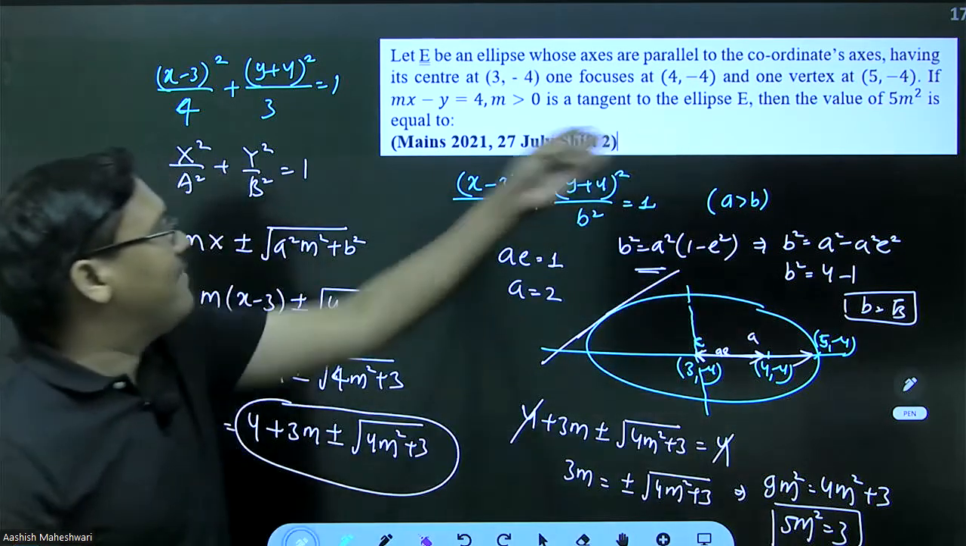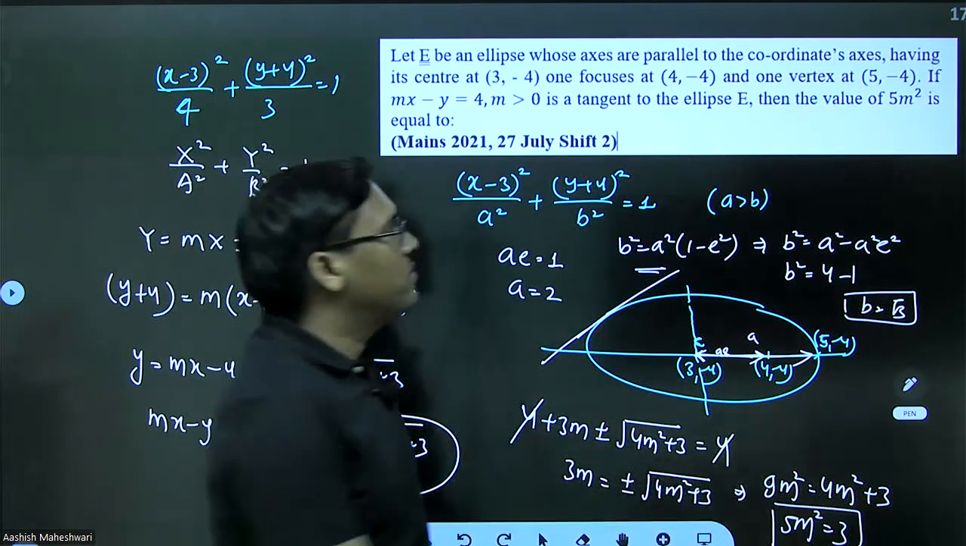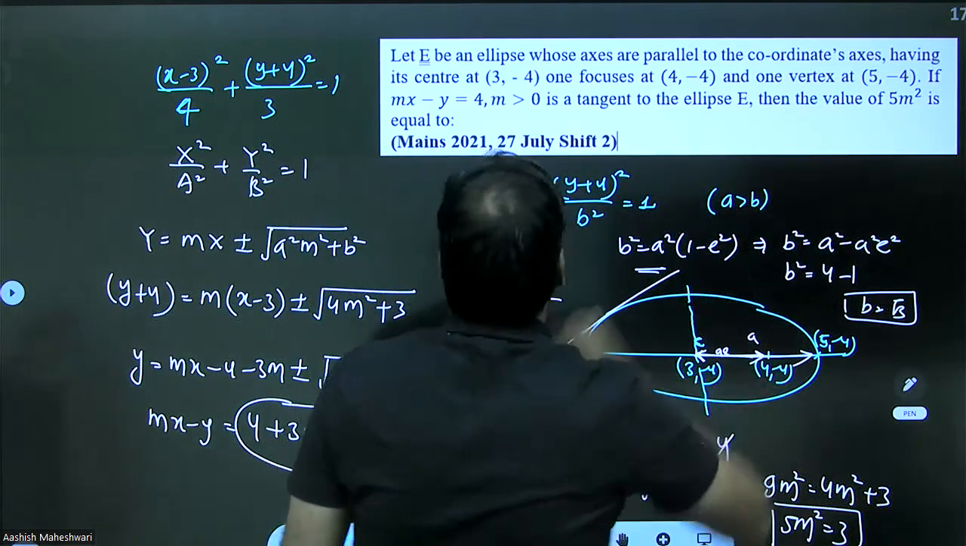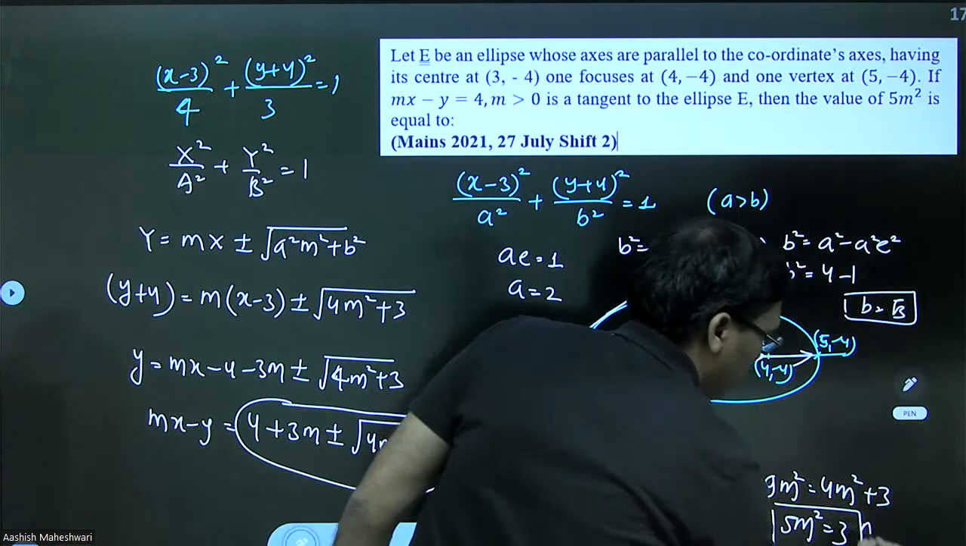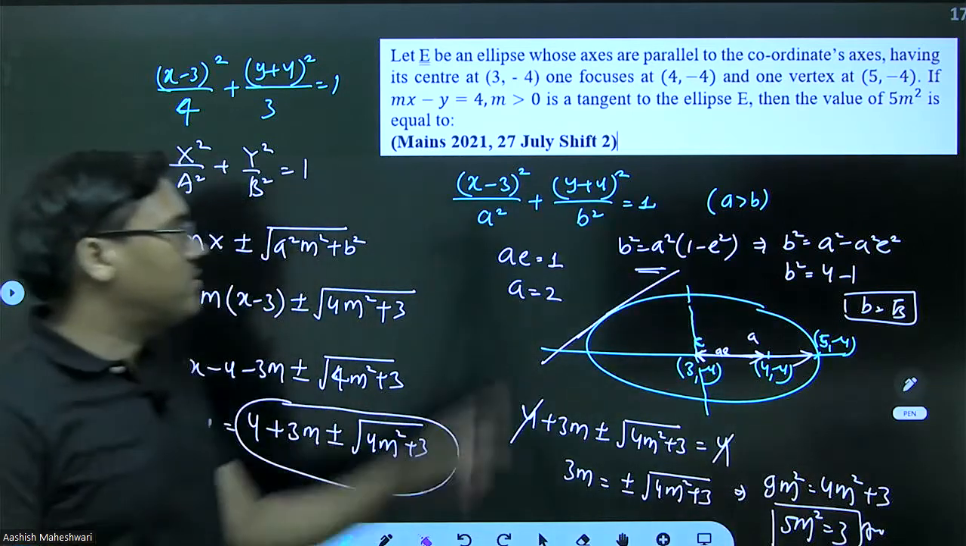So what is the answer? 5m square is equal to 3. So that is the answer for this question. 5m square equal to 3. So I hope this is understood.